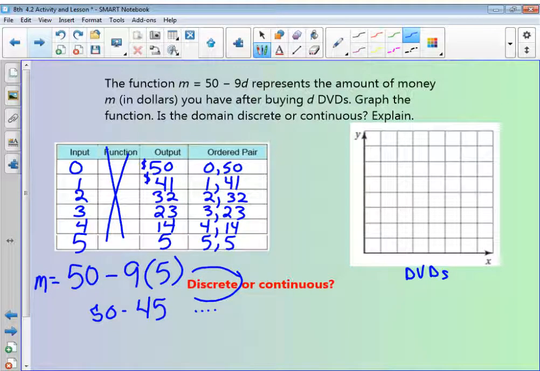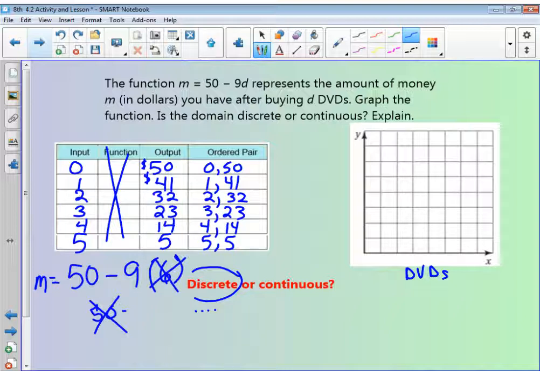Can we do 6? Let's see if that is reasonable. How do we know when to stop? Well, let's think about the situation. If we were to buy 6 DVDs, that's going to cost us $54. We only have $50 to spend, so we cannot do 6, okay?